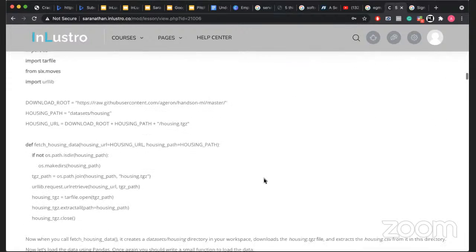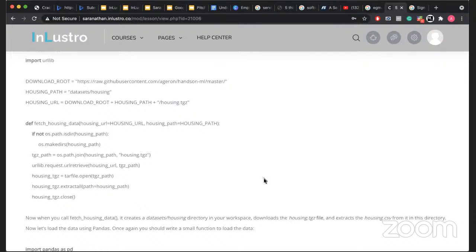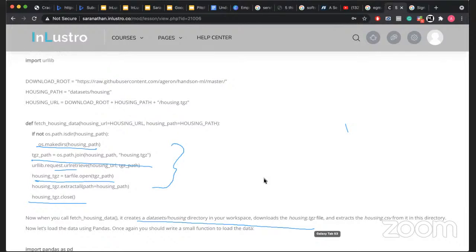Essentially, in the function, you check if the path is there in the directory. If it is there, then fine, otherwise you create it. Then you create the TGZ path, retrieve the URL, download, extract, and then close. So when you call fetch_housing_data, it creates the datasets/housing directory in your workspace, downloads the housing.tgz file, and extracts the housing.csv from the directory.